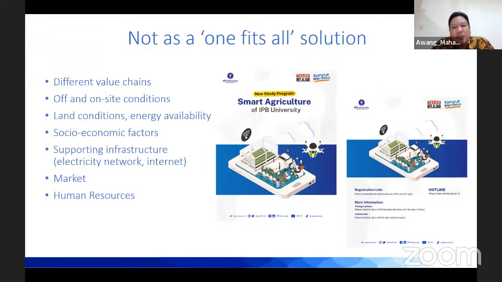All in all, we still lack human resources mastering this technology. Therefore, we opened the Smart Agriculture study program in IPB University. So I invite students from China who may be interested to study tropical horticulture using smart technology, and collaboration with all of you for research.